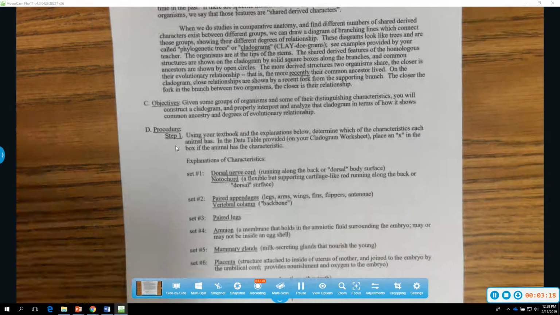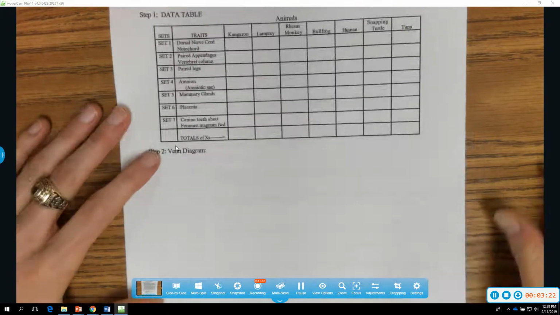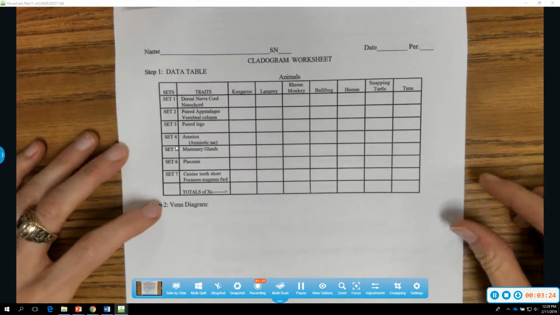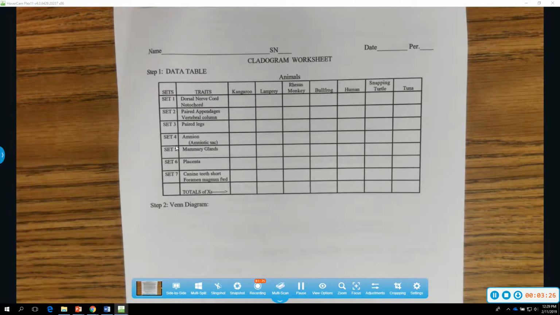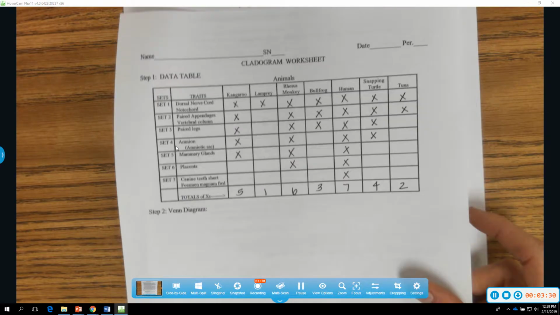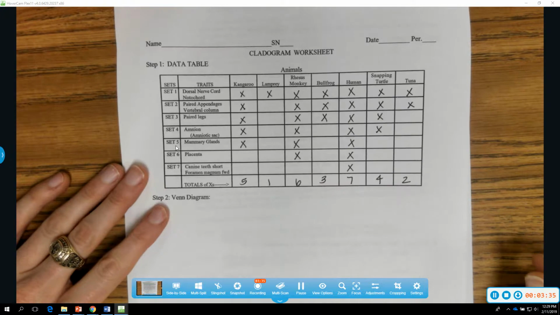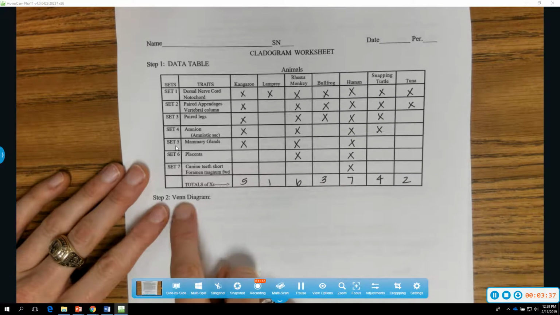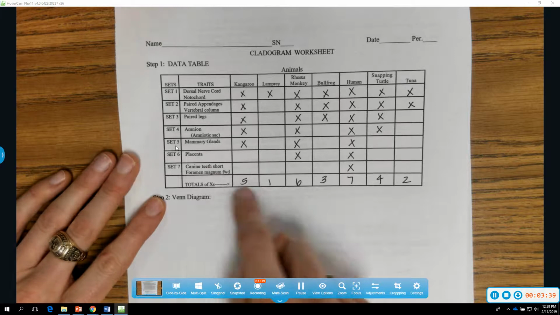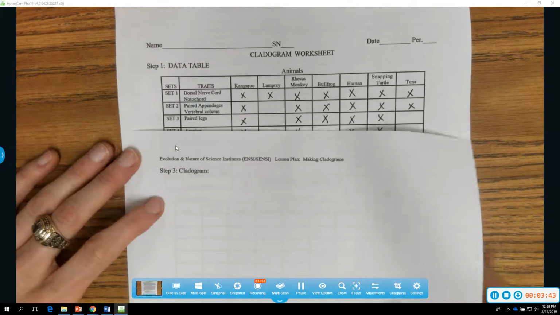What we're going to do to start is we are going to work on the cladogram worksheet, and I'm going to go through this with you. And in this we have a chart that shows us the characteristics. Using that chart, we are going to create a cladogram. Okay, so for the sake of time, we are going to skip this Venn diagram on step 2. And we're going to focus mainly on the data table and making the cladogram for step 3.